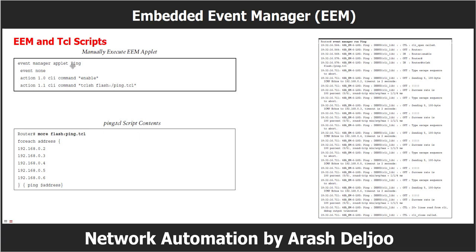Actually, it means that now we have one EEM. In this EEM, we don't have any predefined event, but we have some actions. When you run event manager run ping, the name of the applet, this applet will be run. And as you can see in the EEM, we say please run this TCL script, and this TCL script, for example, has the ping command to these 5 IP addresses. Here you can see that we will send ICMP echo traffic, and we will receive, for example, ICMP replies from all of these 5 destination IP addresses.